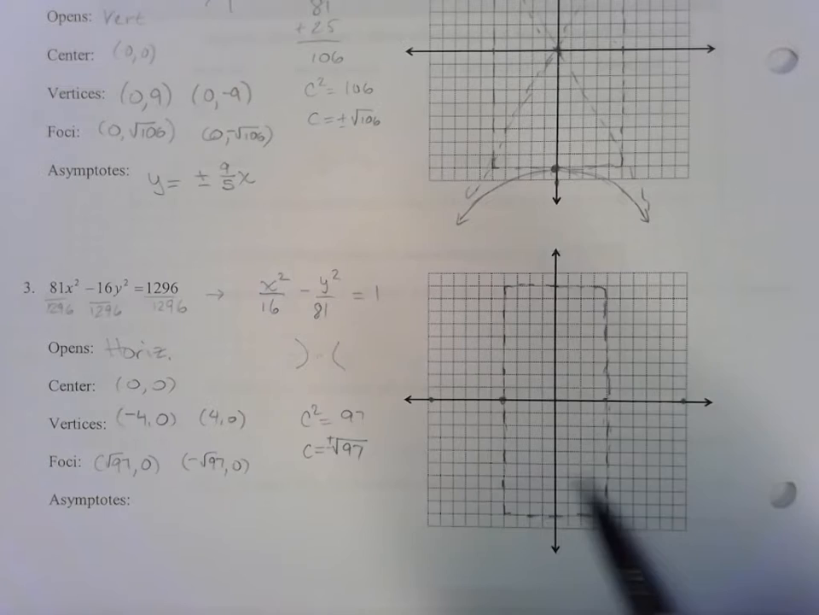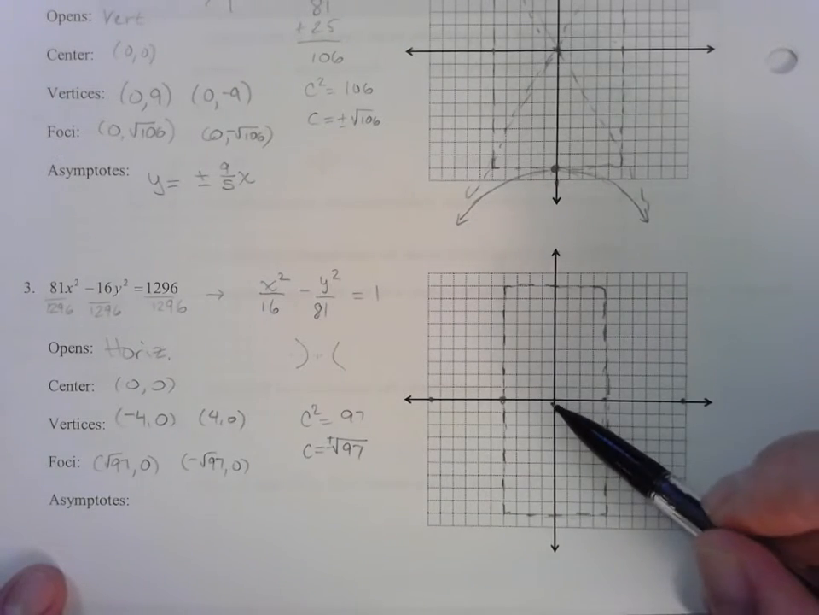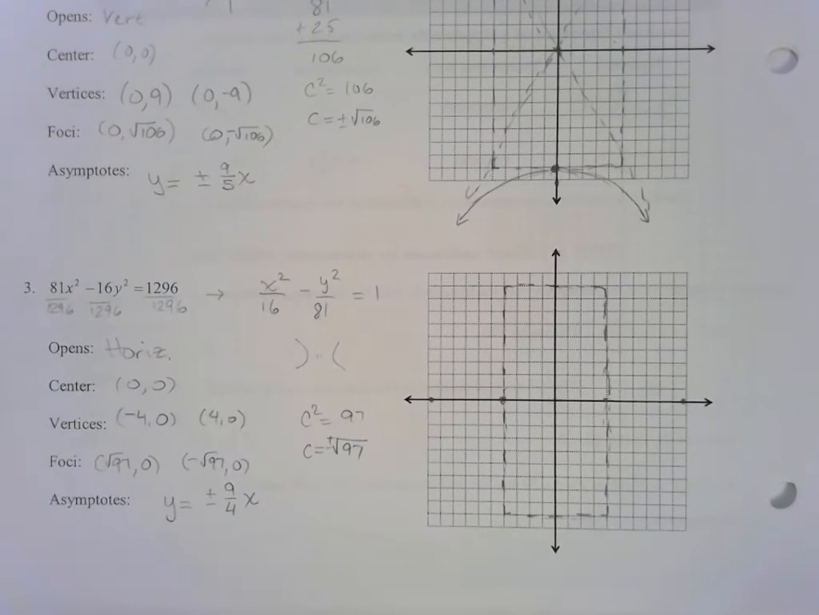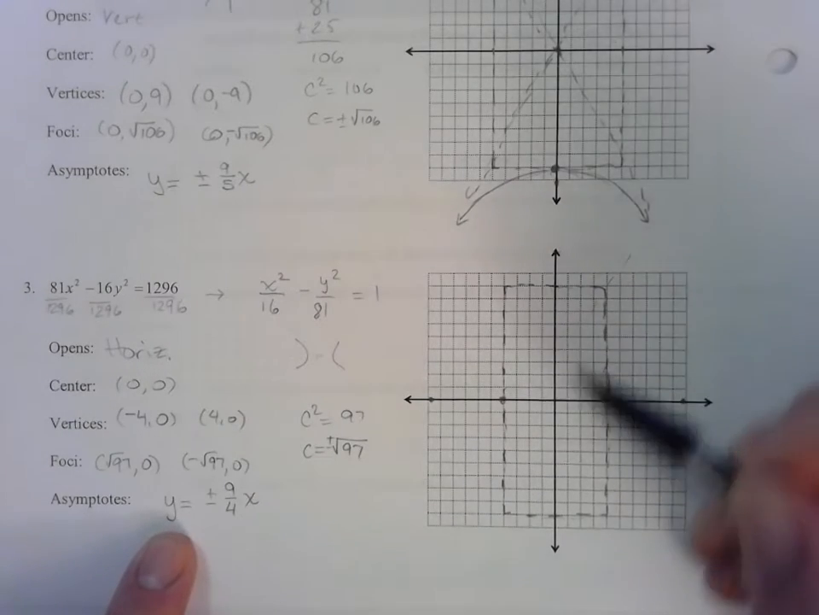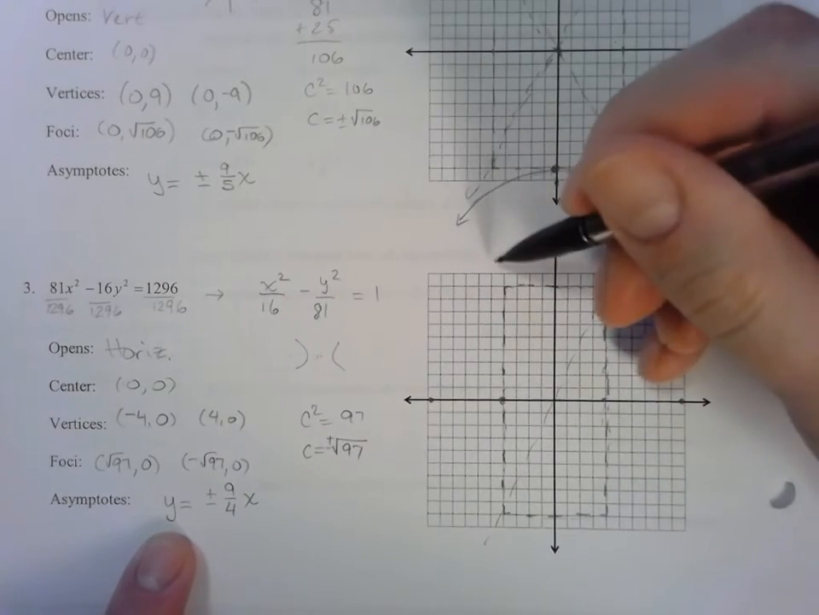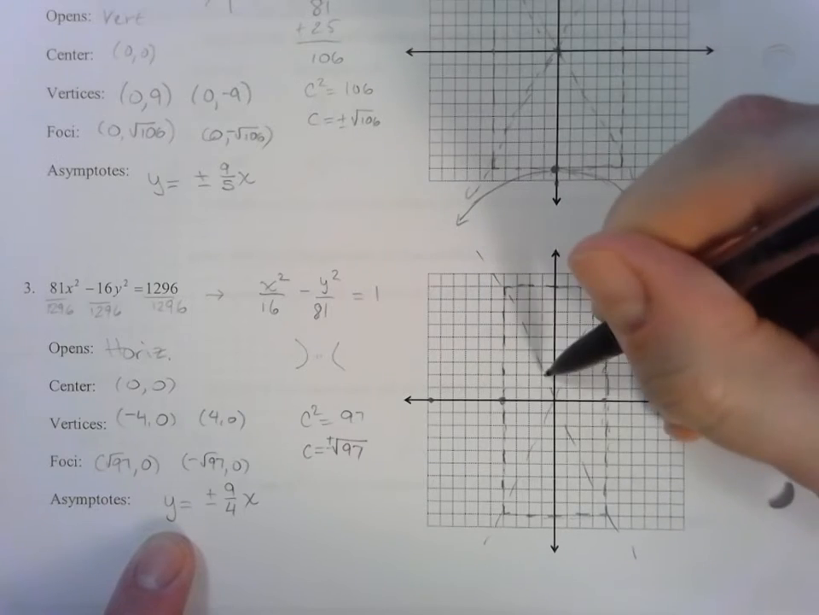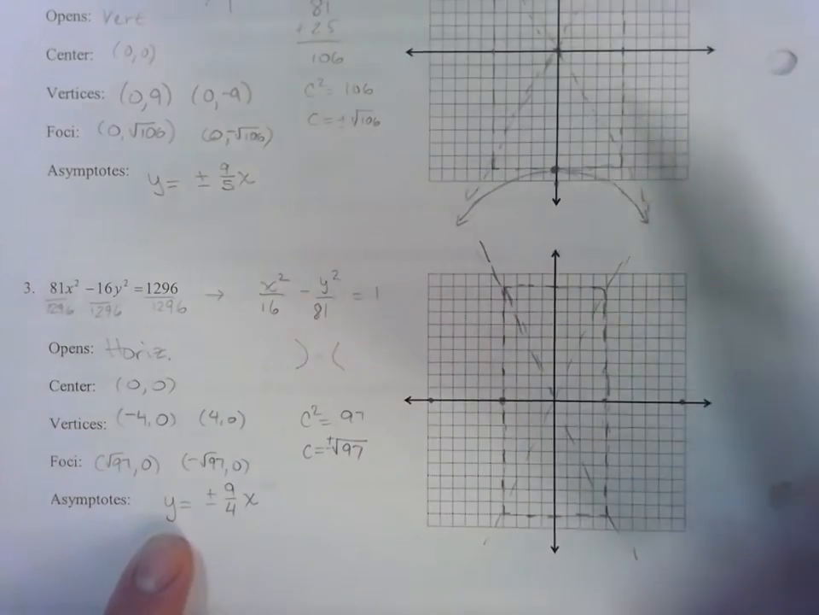Our asymptotes, if I were to go up, I'd go up 9 and right 4. Because it passes through 0, 0, I don't need to adjust this equation. These are the equations for the two asymptotes. Works better if you have a ruler. There we go. So now let's make the equation.